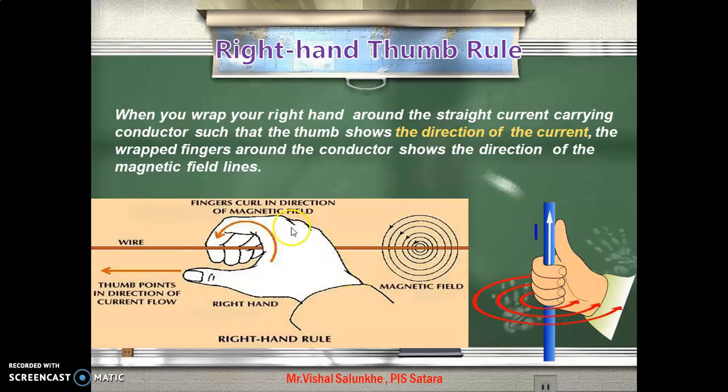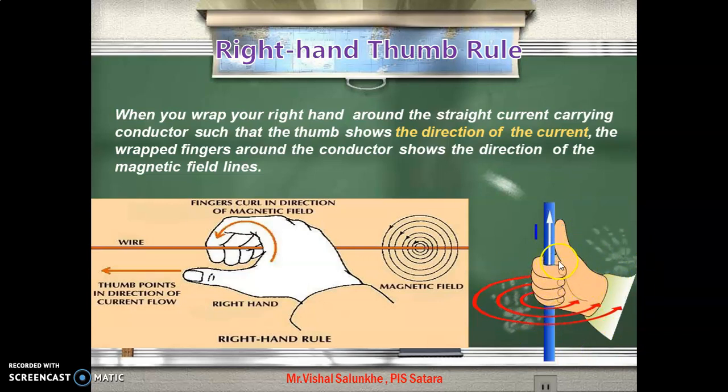So here once again we will see the statement. When you wrap your right hand around the straight current carrying conductor such that the thumb shows the direction of the current and the wrapped fingers around the conductor show the direction of the magnetic field lines. It means, my dear student, if you hold the conductor in your right hand and stretch the thumb, then the thumb shows the direction of the current and the wrapped fingers show the direction of the magnetic field.